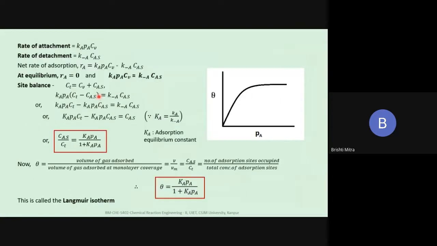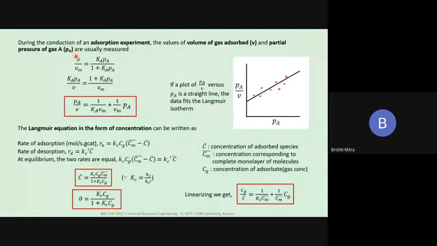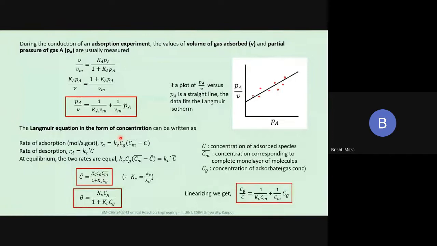So if I just take back one slide, this was my rate of attachment and this was the rate of detachment when we were talking in terms of partial pressures and concentration of adsorbed species. Now we are writing it in terms of concentrations, and this is my rate of adsorption in terms of concentrations. This is the concentration of the gas molecule, and the difference between the concentration corresponding to complete monolayer and the concentration of any adsorbed species.